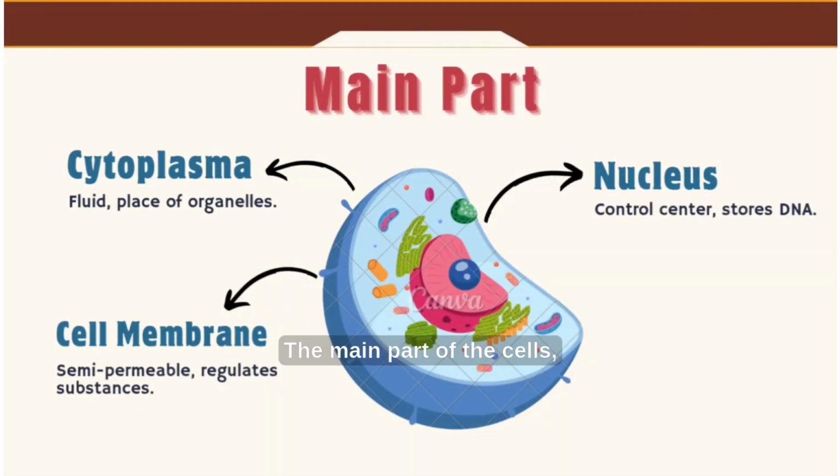The main parts of the cell: first is cytoplasm, the fluid place of organelles. Next is the cell membrane, semi-permeable, which regulates substances, and next is the nucleus, the control center, which stores DNA.